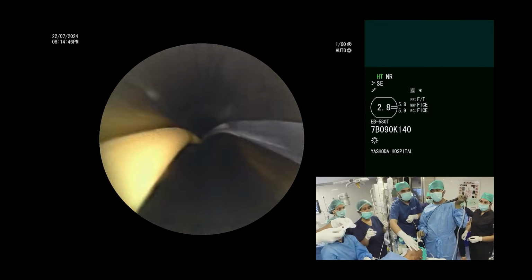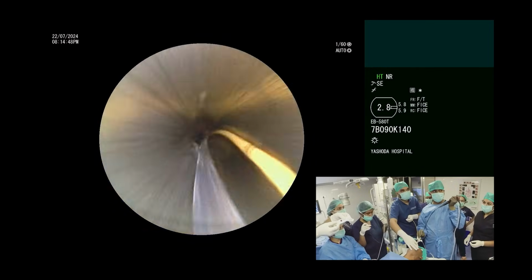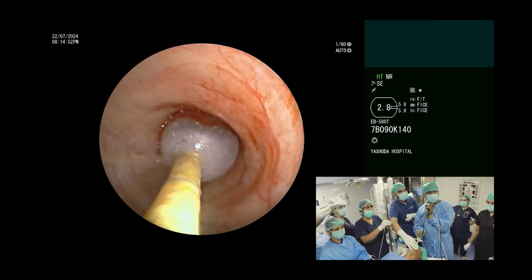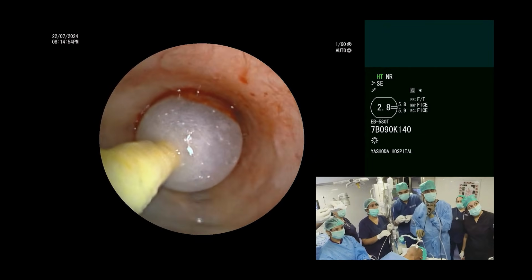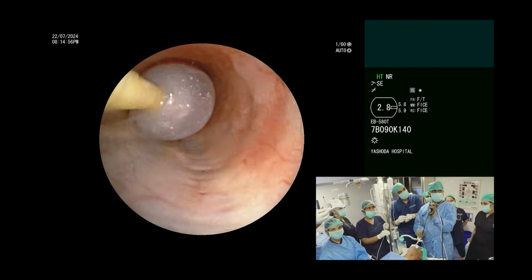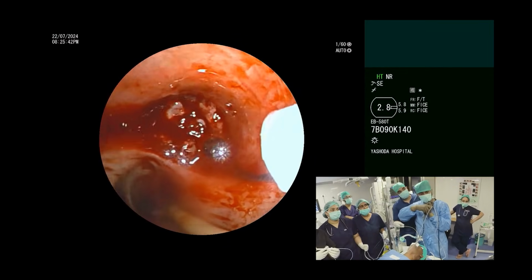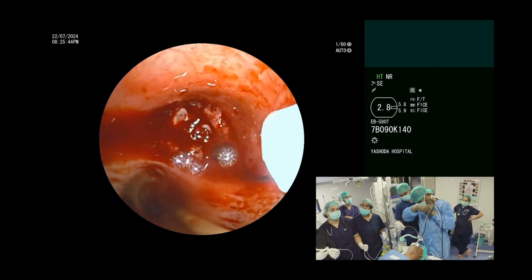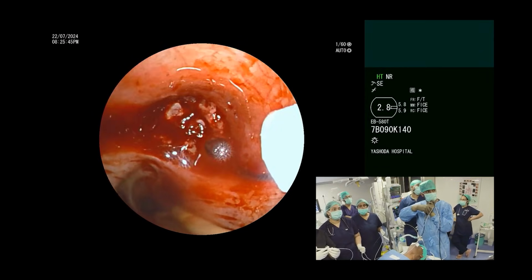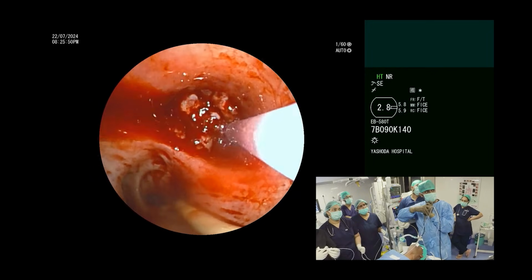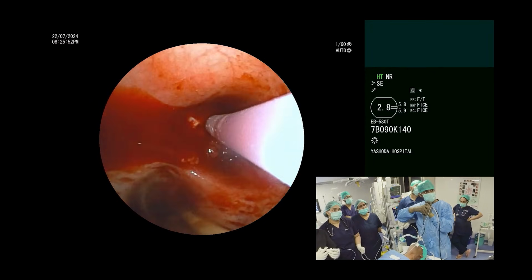So again, I am reintroducing my scope inside the rigid barrel to see the status following tumor snaring. In this case, if you notice, we are also using another Fogarty balloon to occlude the airway from where it was snared to help in some sort of a tamponade. Now, after the first snaring, we still have a residual tumor left in the airway.